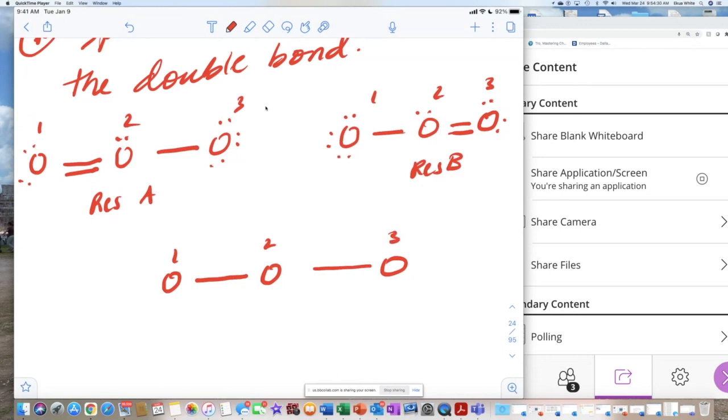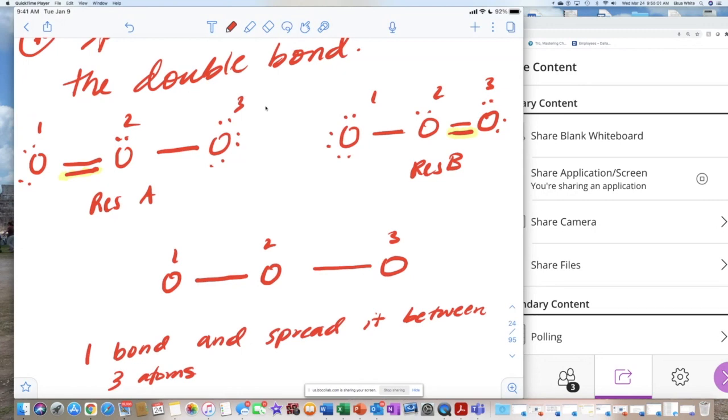The single bonds remain. The only thing that spreads around is the second bond of the double bond. So I'm going to highlight it here so you can see. This is the one that spreads around. I'm talking about this one here. Okay, so I'm going to take one bond, the second bond, and spread it between 3 atoms.